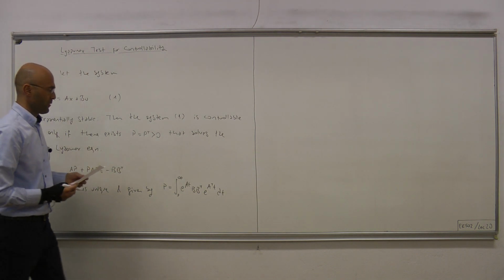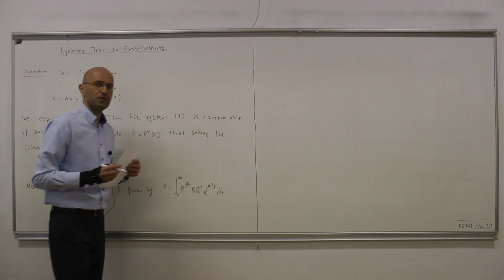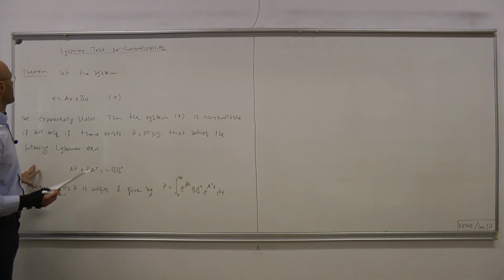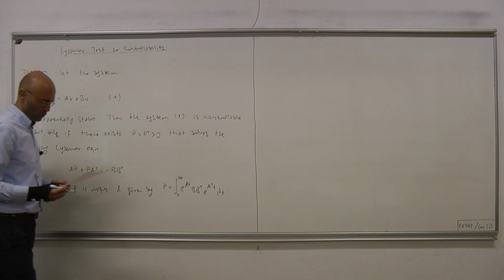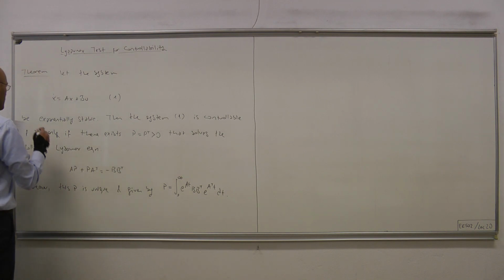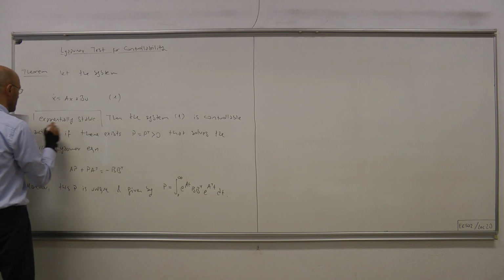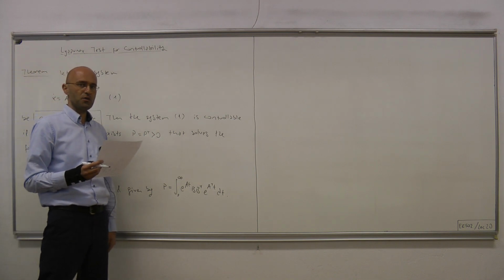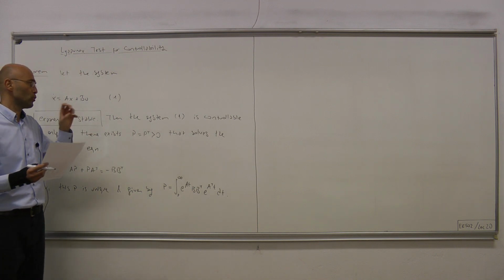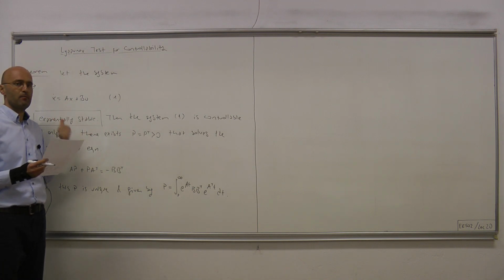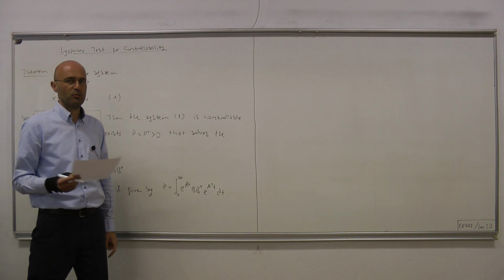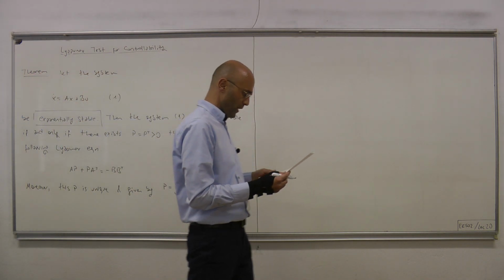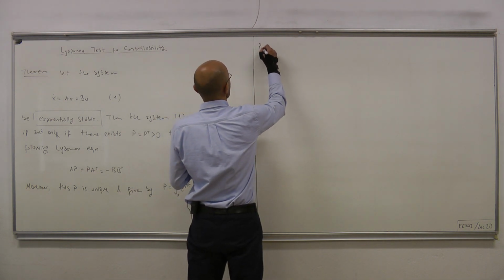Now we're going to prove this interesting claim, known as the Lyapunov test for controllability. Note that we'll be working under the following assumption, that our system is exponentially stable. So we're having a controllability result for a special type of LTI system, that is an exponentially stable LTI system. Okay, so let's begin our proof.